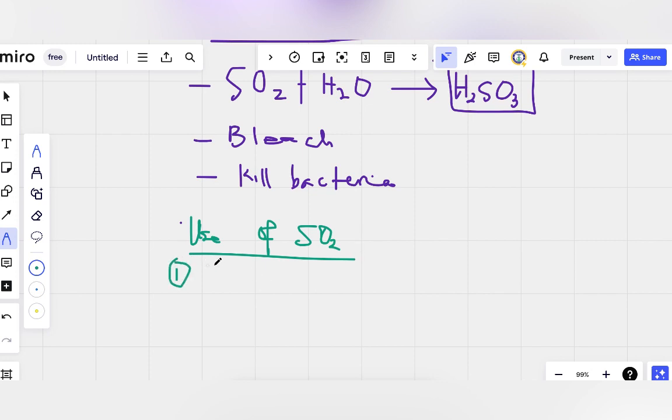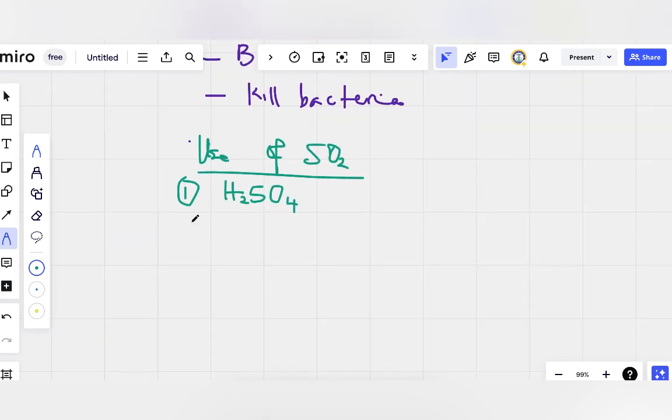So I'll just write the formula, H2SO4. It's used for making H2SO4. This is what we call sulfuric acid. It's one of the ingredients that is used in making H2SO4. This is our next class. We're going to treat the making of H2SO4, just like we made ammonia. So this is the first use of sulfur dioxide.